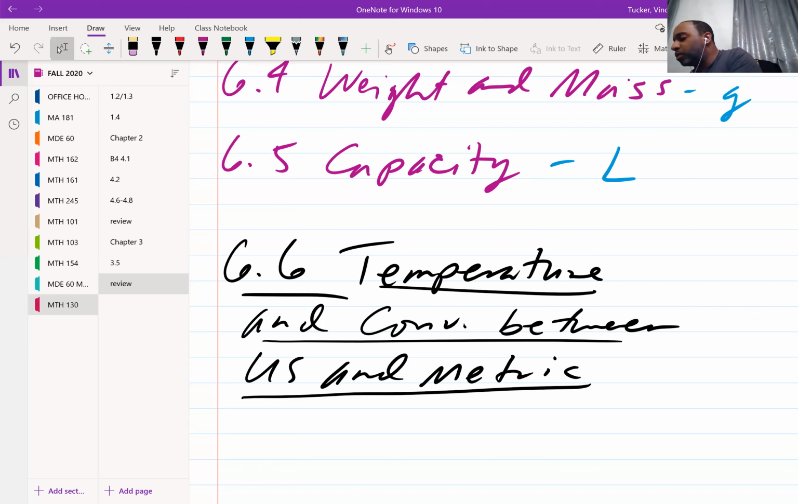So just want to make sure on the temperature formulas that they're using, if it's just Fahrenheit and Celsius, or they're using Kelvin. Okay, there we go.